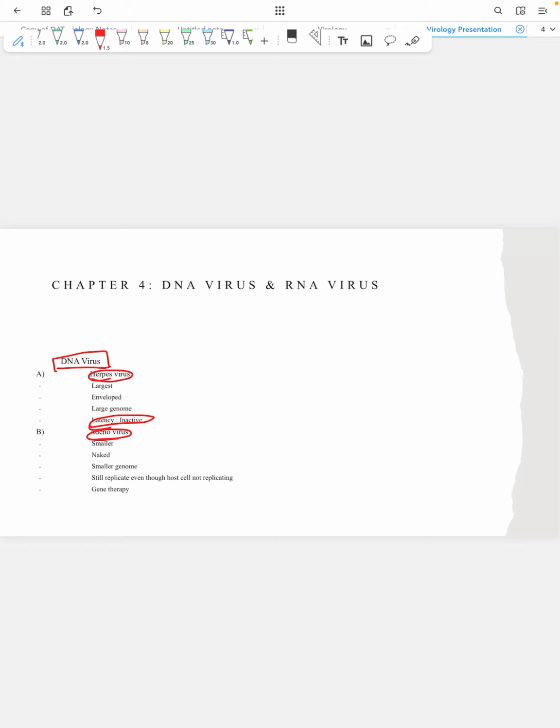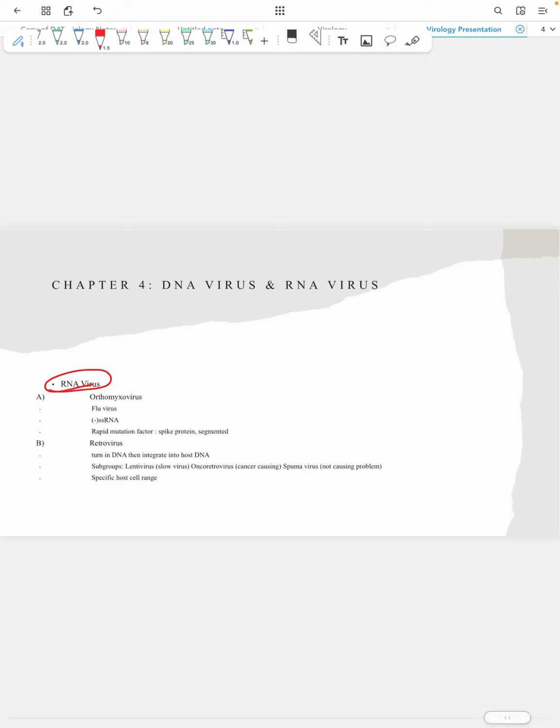For adenovirus, it is smaller than herpes virus. It is also a naked virus. One unique characteristic of this virus is that it can still replicate while the host cell is not replicating. Because of this unique feature, adenovirus is currently being studied for gene therapy.